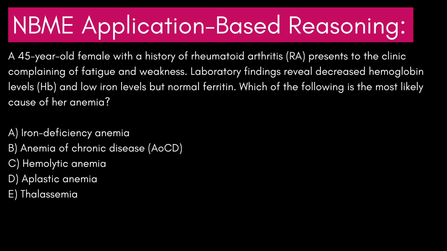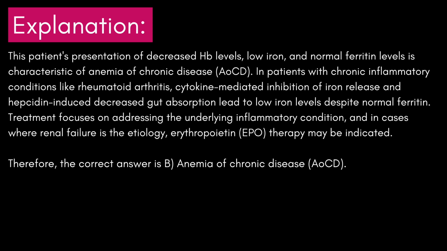Otherwise, moving on now. This patient's presentation of decreased hemoglobin levels, low iron, and normal ferritin levels is characteristic of anemia of chronic disease. In patients with chronic inflammatory conditions like rheumatoid arthritis, cytokine-mediated inhibition of iron release and hepcidin-induced decreased gut absorption lead to low iron levels despite normal ferritin. Treatment focuses on addressing the underlying inflammatory condition, and in cases where renal failure is the etiology, erythropoietin therapy may be indicated. Therefore, the correct answer is B, anemia of chronic disease.